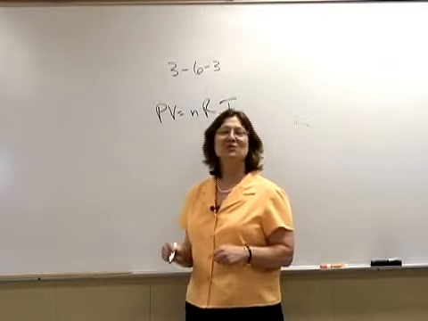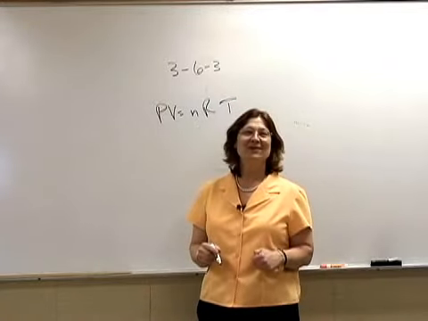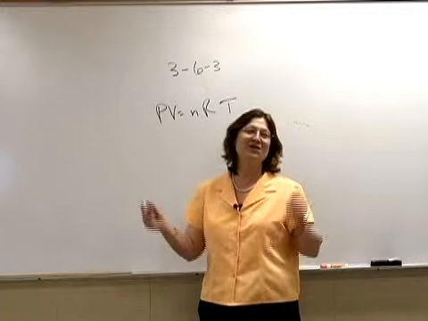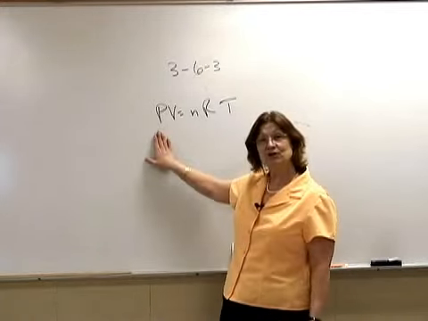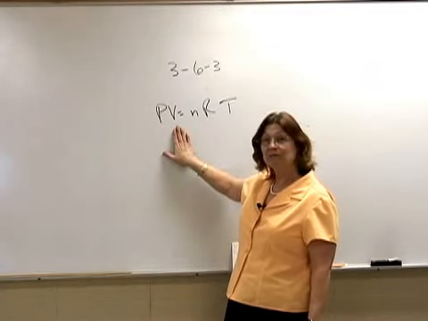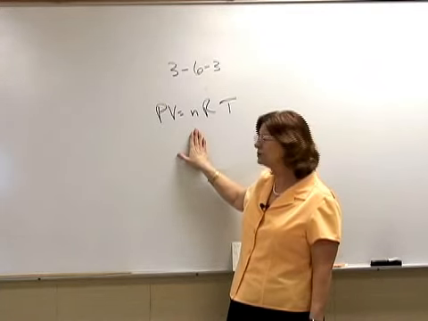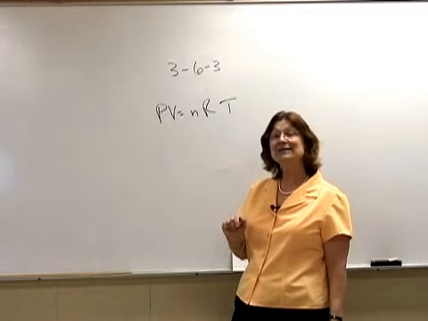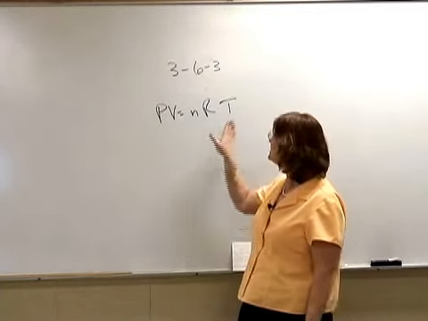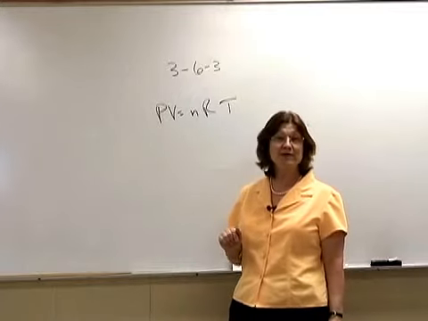And some teachers call it Pivner. But I don't call it Pivner. I just call it the ideal gas law. Now, it does include P is for pressure, V is for volume, N is for moles, R is the important one that we're going to discuss, the ideal gas constant, and T is for temperature, which is always in Kelvin for gas laws.